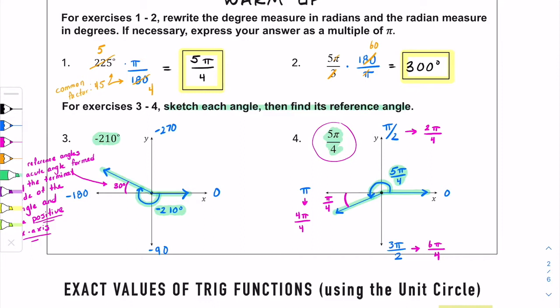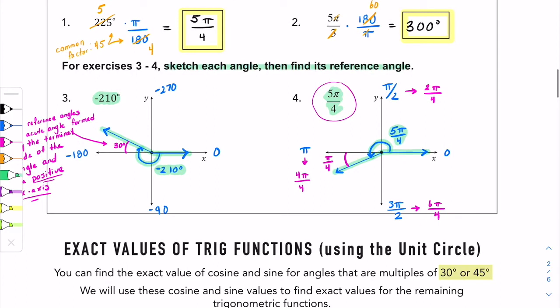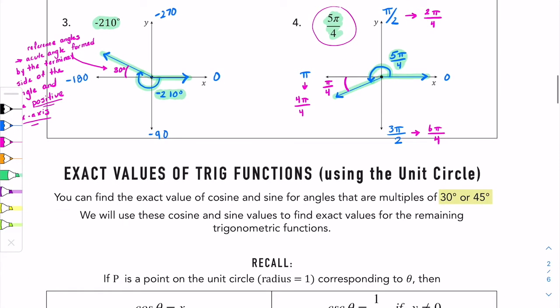Okay, so now that we've gone over the warm-up, hopefully you followed along as I went through those. We're going to start looking at the exact values of trig functions using the unit circle. Here you see that you can find the exact value of cosine and sine for the angles that are multiples of 30 or 45.